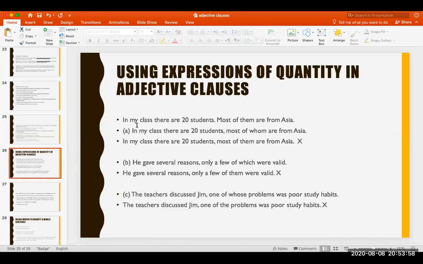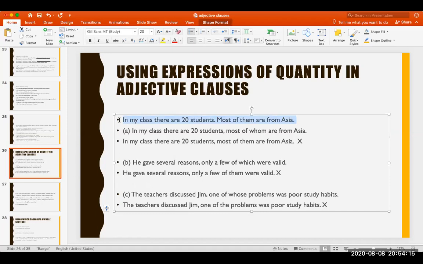Now, using expressions of quantity in adjective clauses. And again, this is something I highlighted earlier, and I'm repeating it again because it's necessary. Look at this. In my class, there are 20 students. Most of them are from Asia. So we have two simple sentences. In my classes, there are many students. Most of them are from Asia.